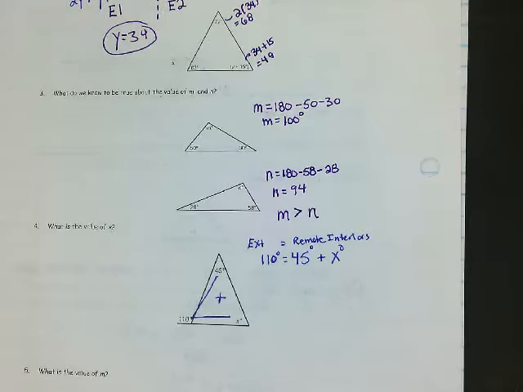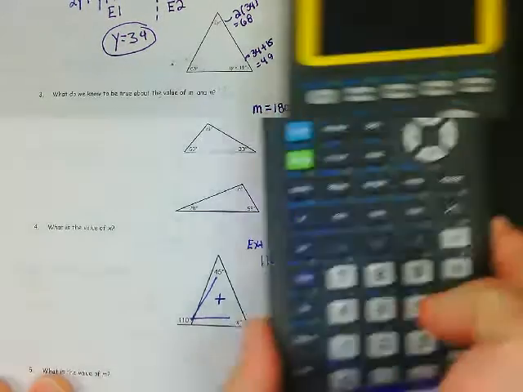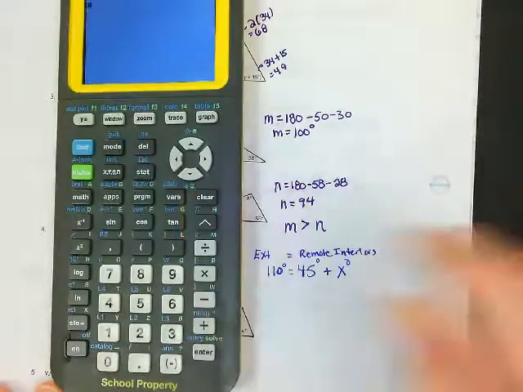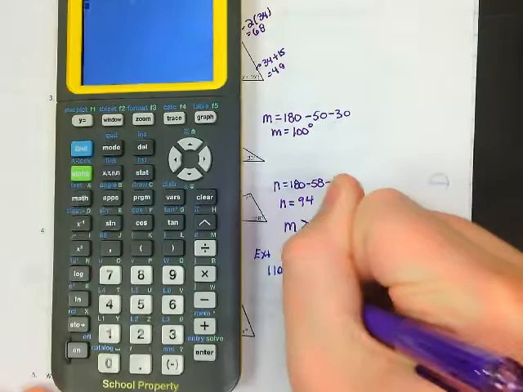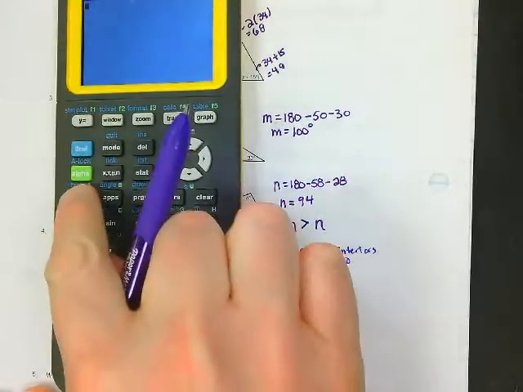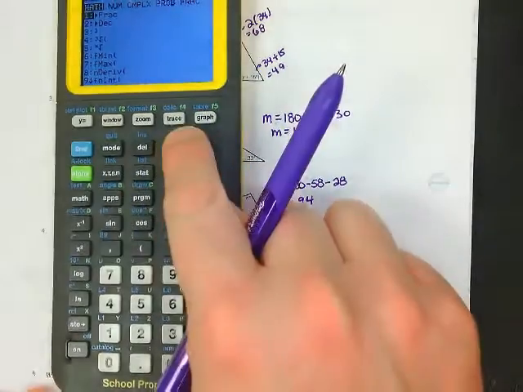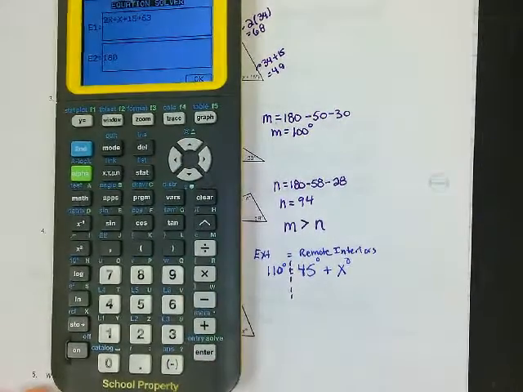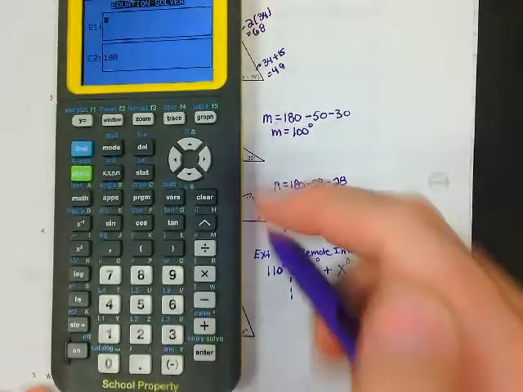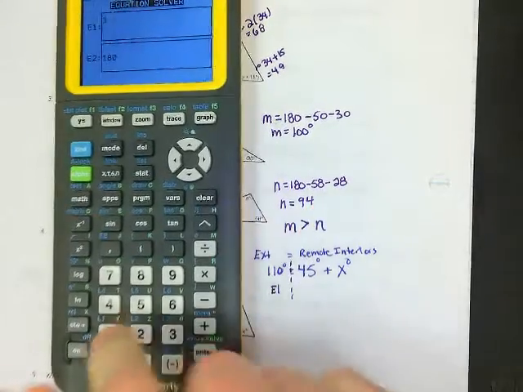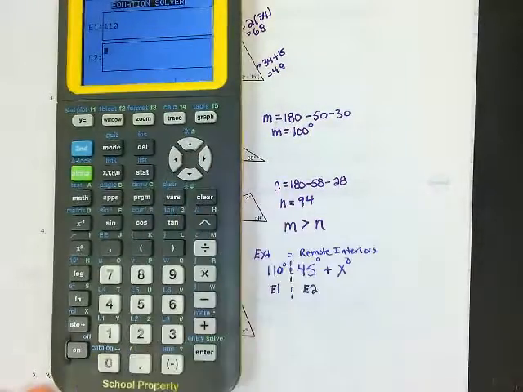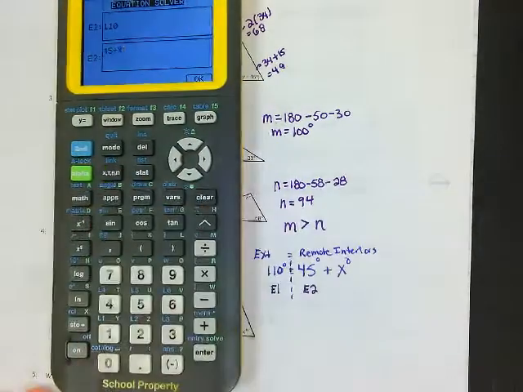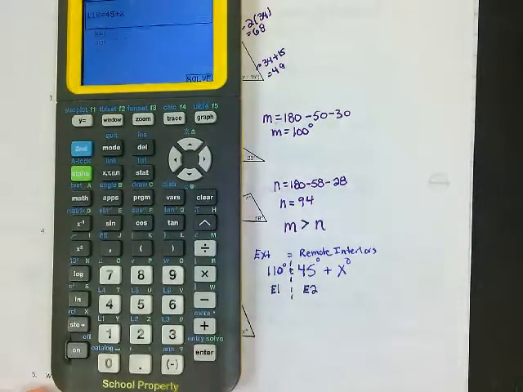Now, you guys know you would probably subtract 45 from that side, and you would be correct, but I'm going to show you again how to get to and do your numeric solver. So we're going to hit Math. We're going to hit Up and do numeric solver. We're going to clear that out, and E1 will be 110. E2 will be 45 plus X. Okay? Click Enter.